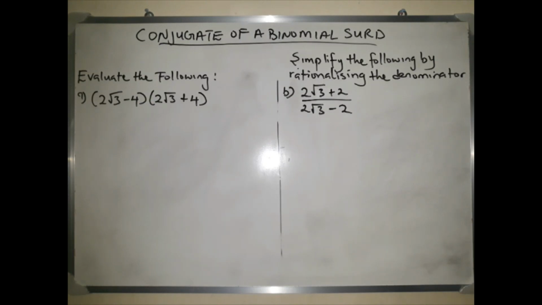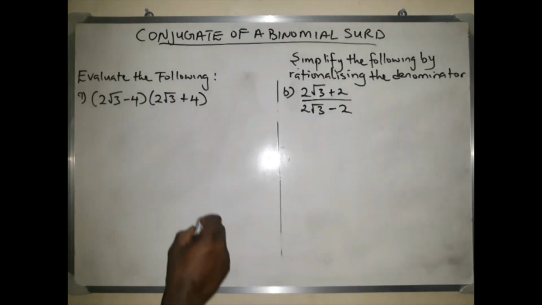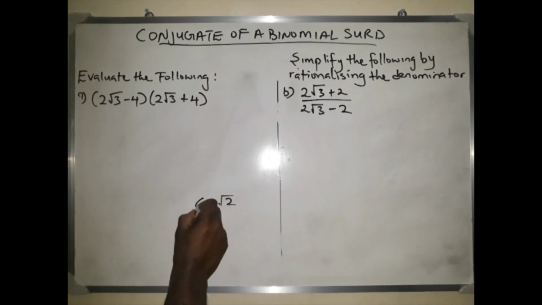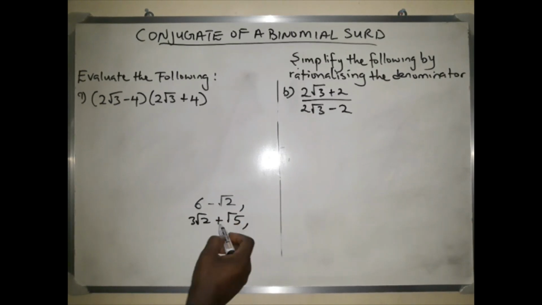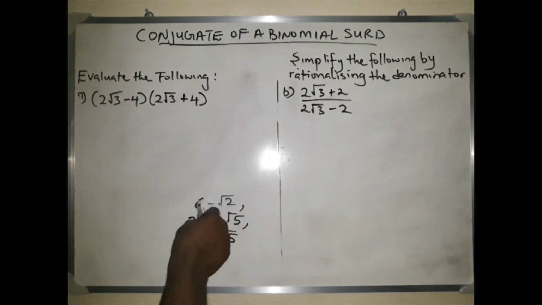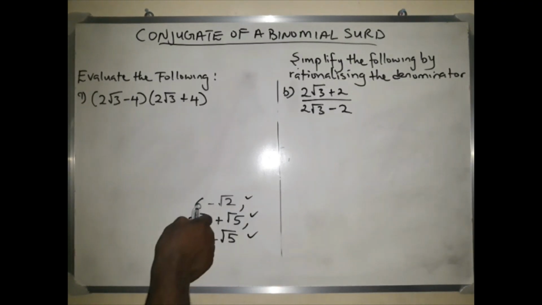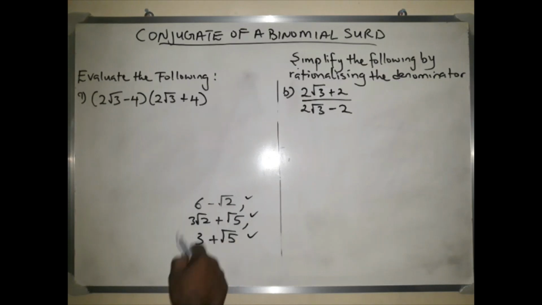Now, an expression may contain two terms. For example, we have something like 6 minus root 2. You may also have something like 3 root 2 plus root 5. You also have maybe 3 plus root 5. You can see that these are expressions and they have two terms. This one has a whole number and a surd, this one has two surds, while this one has a number and a surd.